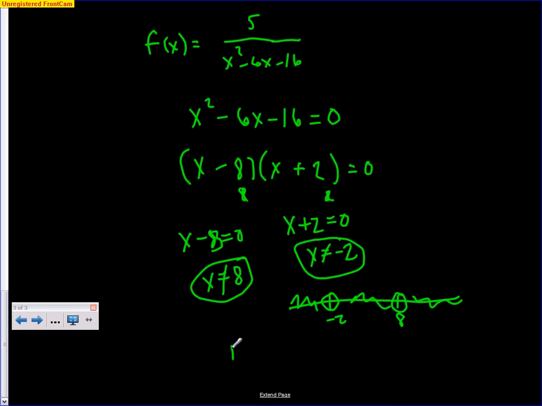So how do I express that as a domain? Well, start at negative infinity, because every number below negative 2 works, up until negative 2. Don't include it. Then every number in between negative 2 and 8 works, but no brackets, because I can't be negative 2 or 8. And then once again, every number after 8 works as well. So this says start at negative infinity, end at infinity, but in between you need to skip negative 2, you need to skip 8. So that's your answer.